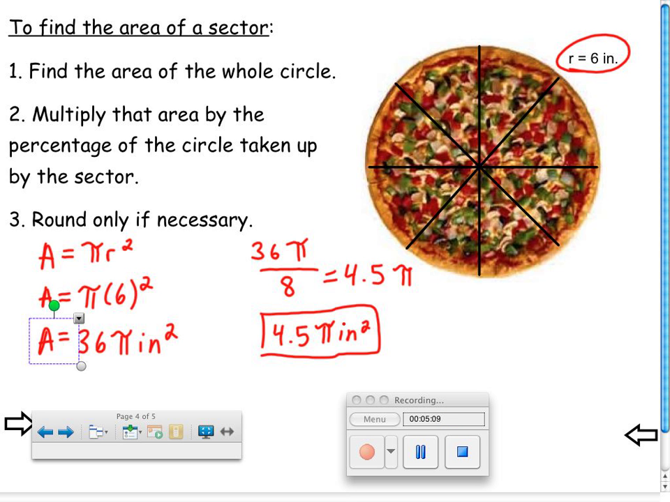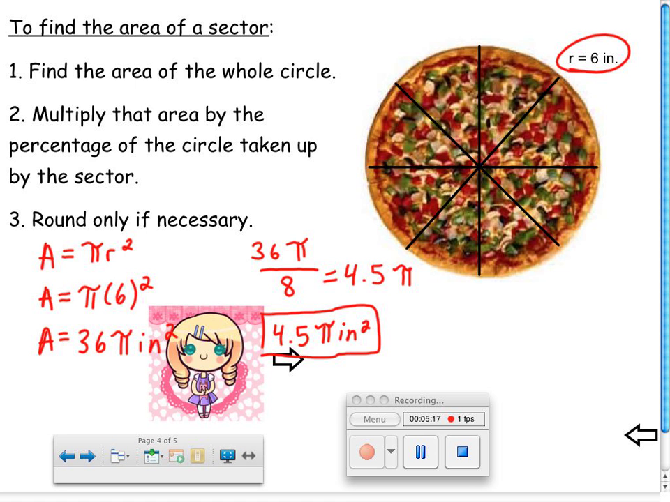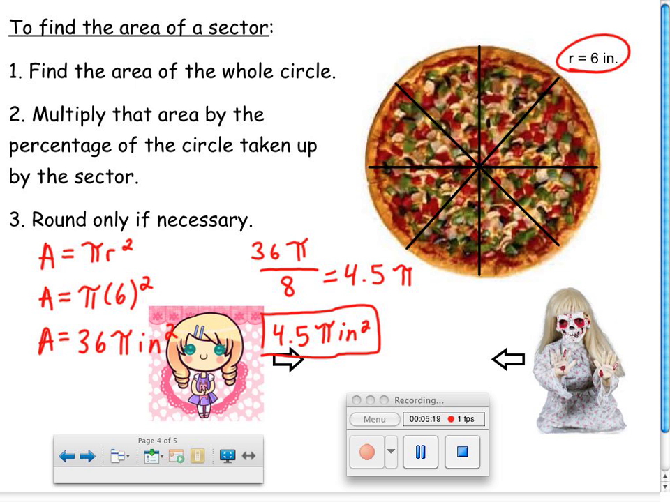So, now that we've done that, now little Susie can have her pizza. Look how happy she is. If she didn't get her pizza, she would probably look something like this. A little scary, right? So make sure you know how to find the area of a sector. You don't want to look like that.